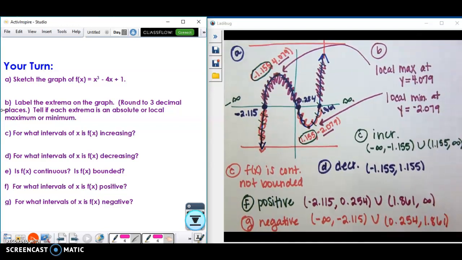Okay, so I really like this example because it's all one graph and it shows you how you can see your max and mins, where things are increasing and decreasing, if it's continuous or bounded, positive or negative. So these are very important properties of functions that we'll be looking at all year. So just being able to see them in one place is very helpful.